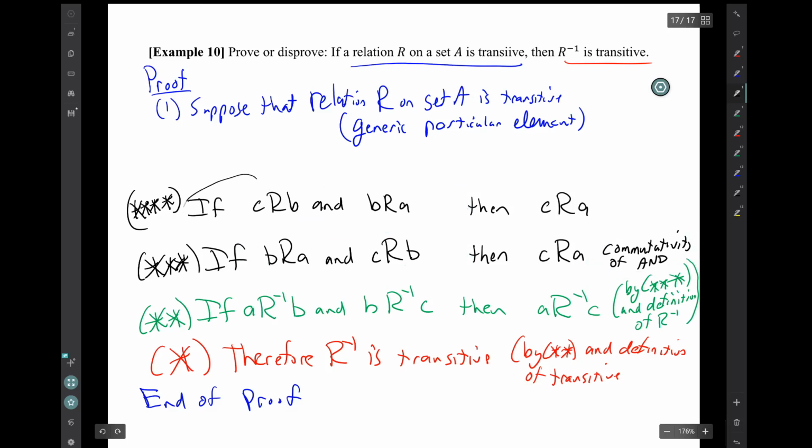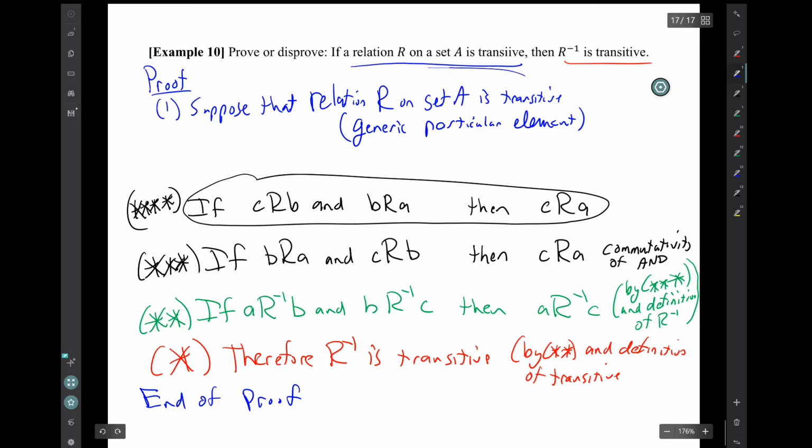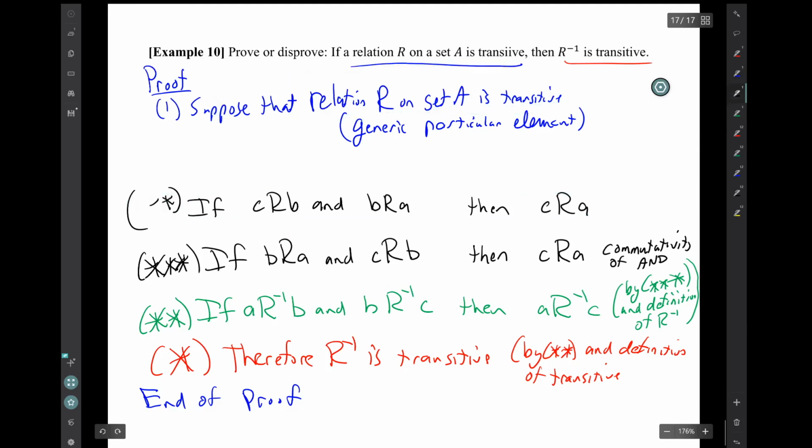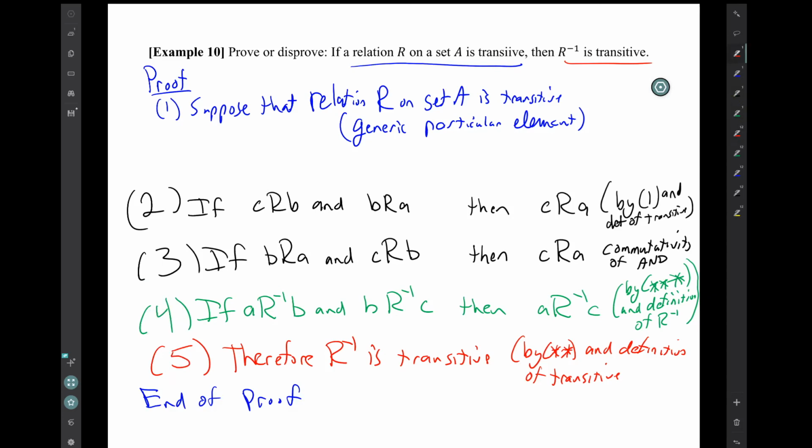But look, this black statement is true because we know that the relation R is transitive. So we actually can justify the black statement. It's statement 2, and it's true by statement 1. And so that means that the next black statement is statement 3. The green statement is statement 4. The red statement is statement 5. And that's our proof. That's the end of that example, and that's the end of the video.